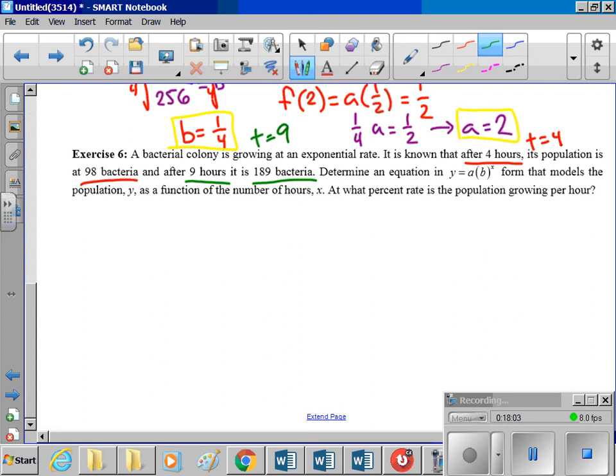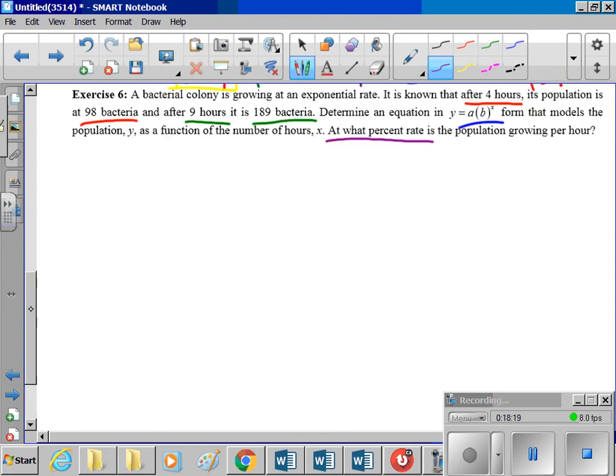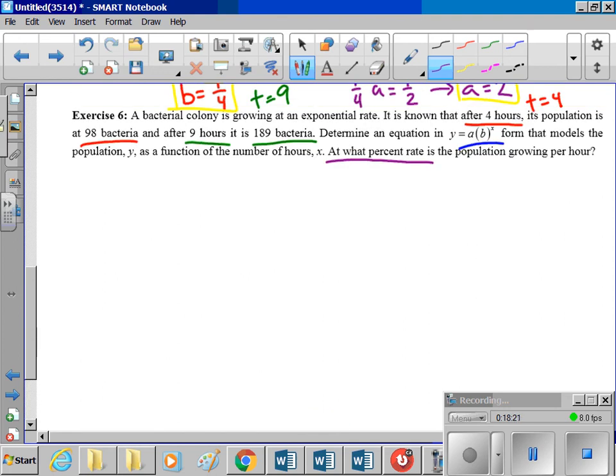Determine an equation in y equals a times b to the x form that models the population y as a function of the number of hours x. At what percent rate, another color, is the population growing per hour? All right, I'm going to extend my page because it's going to take a little bit. All right, so I'm going to write this in the same form we've been doing.